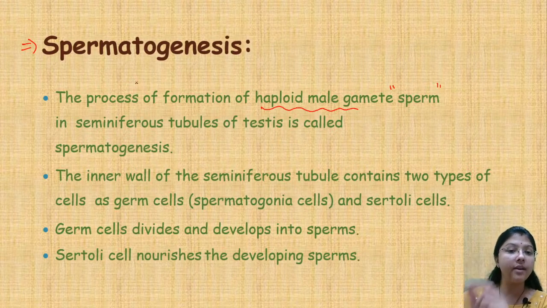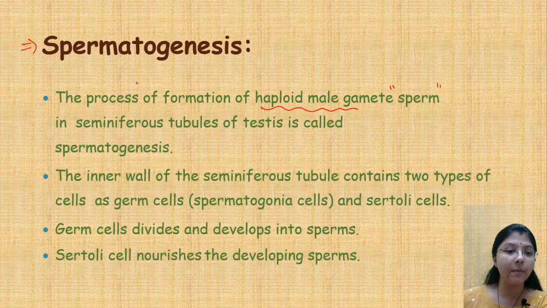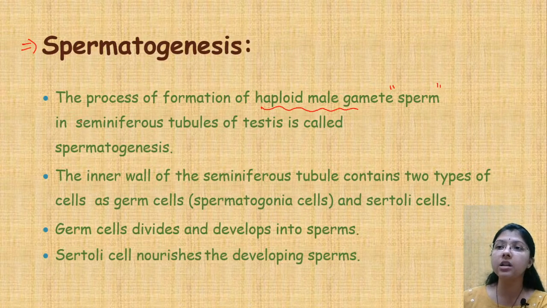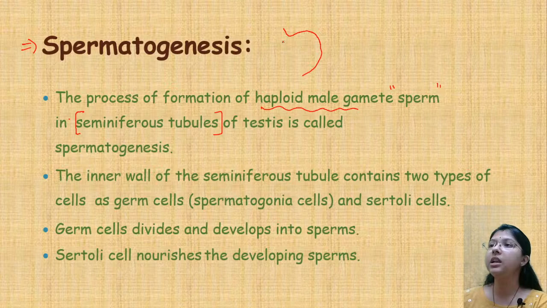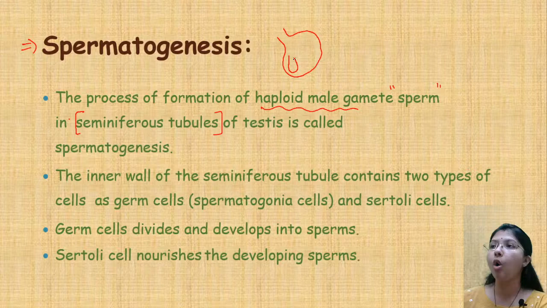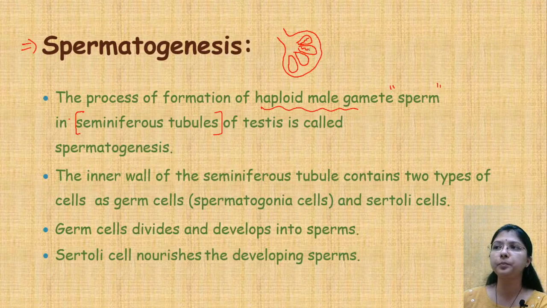spermatogenesis. And where exactly does this process of spermatogenesis take place? In the seminiferous tubule. Inside the seminiferous tubule. I hope you remember the structure, right? We had studied in the last class the structure of testis. So inside the testis, you always see that there are testicular lobules, and in each of these testicular lobules, what are present? The seminiferous tubules.